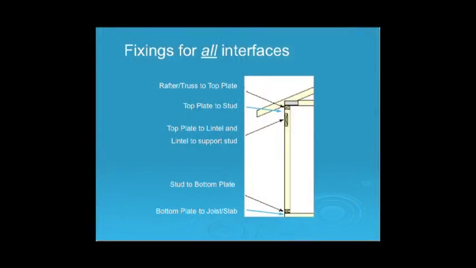Fixings are required at all interfaces. In a two-storey building, excluding the roof connections, there are actually 16 of these connections. So if it was a stick roof, there are more than 16 connections that you have to take care of. And in a lot of cases, they will generally be the same. They'll be very close, depending on your wind classifications.